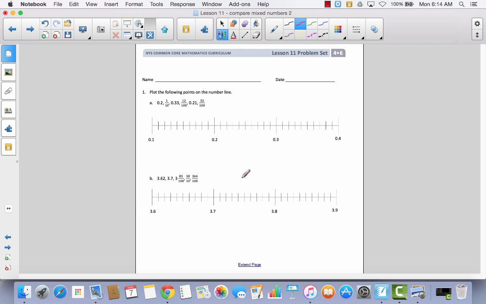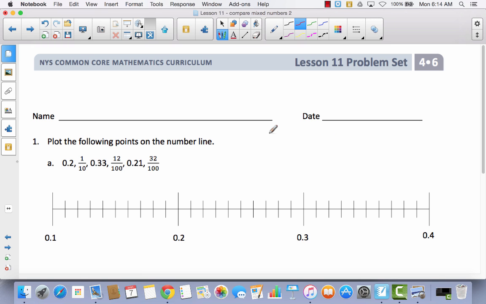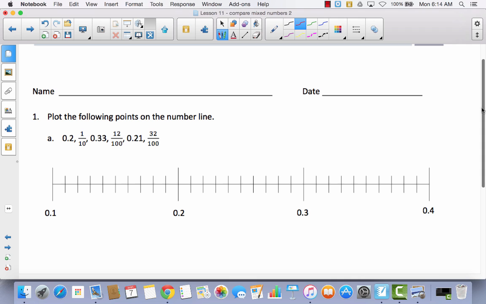All right, so let's take a look at our problem set. So we have Lesson 11 problem set. Go ahead and put your name here, and let's take a look at the directions. Plot the following points on the number line. So the first thing I'm going to do is take a look at my number line and see how it's divided. You can see that this number line does not go from whole number to whole number, which is what we're always used to. We're used to going from 0 to 1, or 0 to 2, or 2 to 4, or 2 to 3. But these are not whole numbers. You can see this whole number line only goes from 1/10 to 4/10. So each of these marks would have to be what?